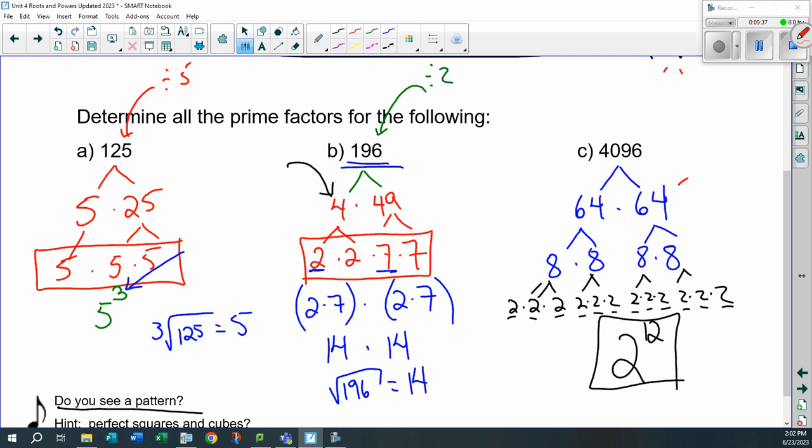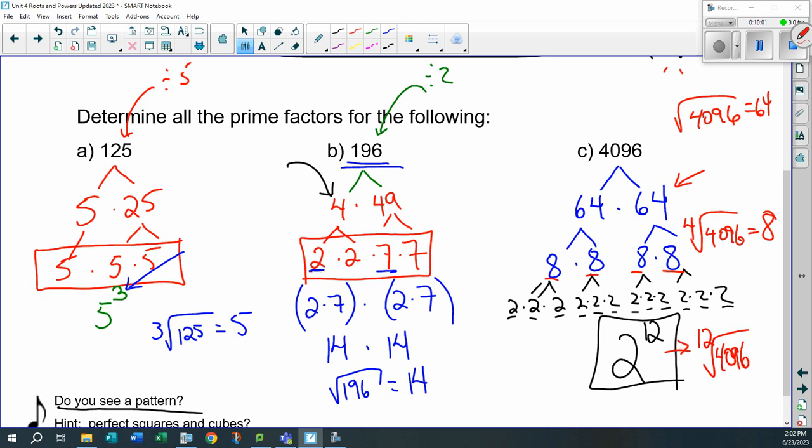Check this one out. If we square root 4096, look what we get. We're going to get 64. But look, 1, 2, 3, 4. If you fourth root 4096, you're going to get 8. Oh, well, how about this one? If you 12th root 4096, you're going to actually get 2. See the patterns? That is so cool, and you would not see those patterns if it wasn't for the prime factorization. Now, stay tuned because I got lots more, and I'm going to show you how to use those prime factors in a second.